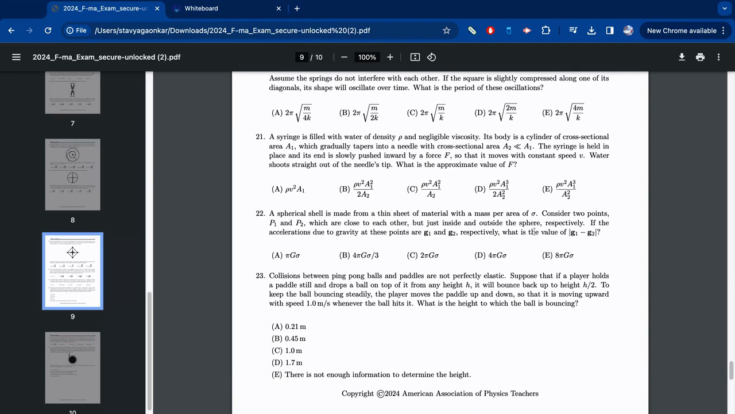Okay, number 23. So you have collisions between ping pong balls and paddles that are not perfectly elastic. So if a ball is dropped on a paddle from height h, it's going to bounce up to h over 2. So to keep the ball bouncing steadily, the player moves the paddle up and down so that it moves with speed 1 meter per second whenever the ball hits it. You want to know to what height the ball is bouncing.